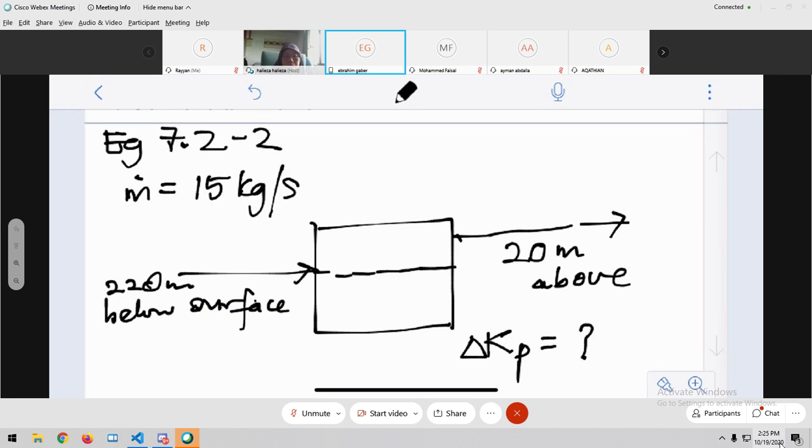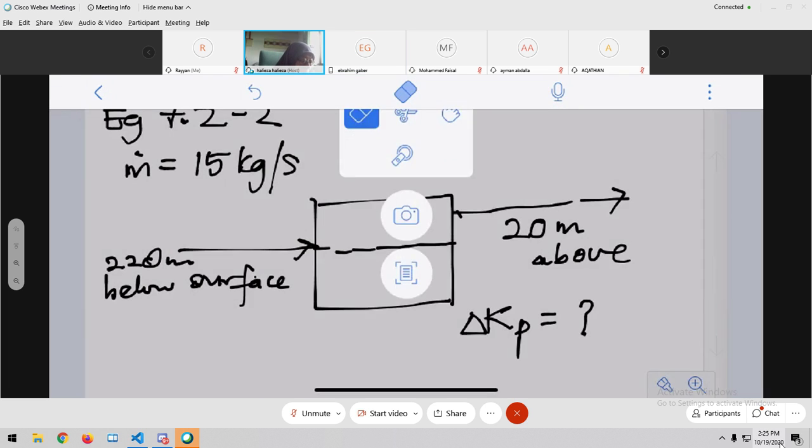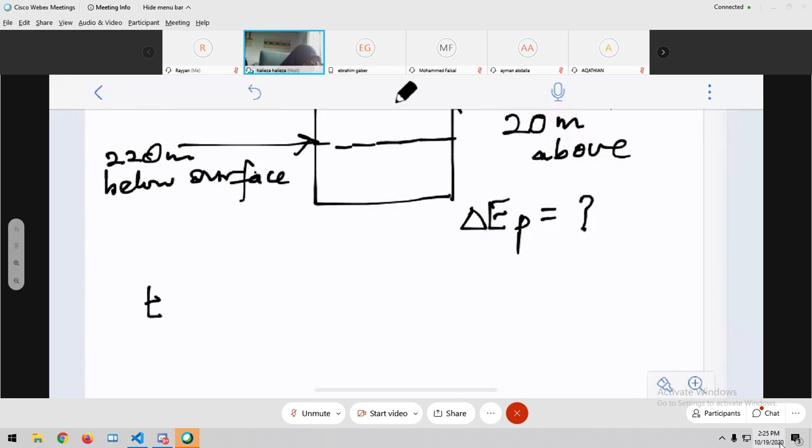Okay, this is the example. I drew it. You have the feed coming in at 220 meters below surface, and your outlet is 20 meters above the surface. The equation asks for the change in the kinetic, sorry, I got K there. It should be an energy change in the potential energy. Okay, change in potential energy. The equation for potential energy is equal to m, your mass, g is your gravitational acceleration, z is the height. So we need to specify a height.